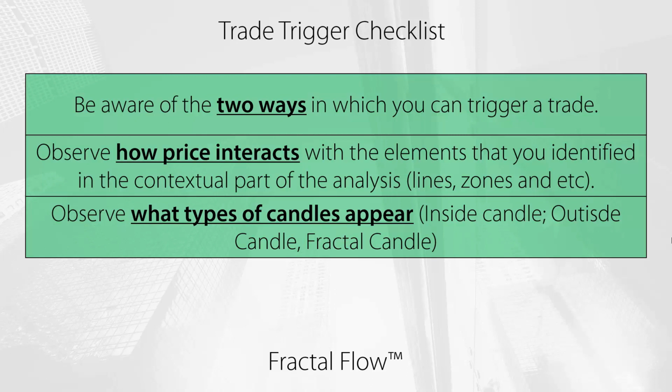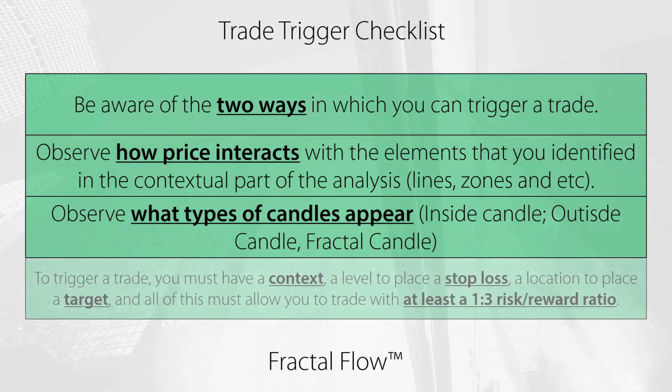Needless to say at this point, but to trigger a trade you must have a predefined context, a stop-loss idea and a target idea. All of these elements must allow you to have the possibility of closing a successful trade with 1 to 3 risk-reward ratio most of the time.